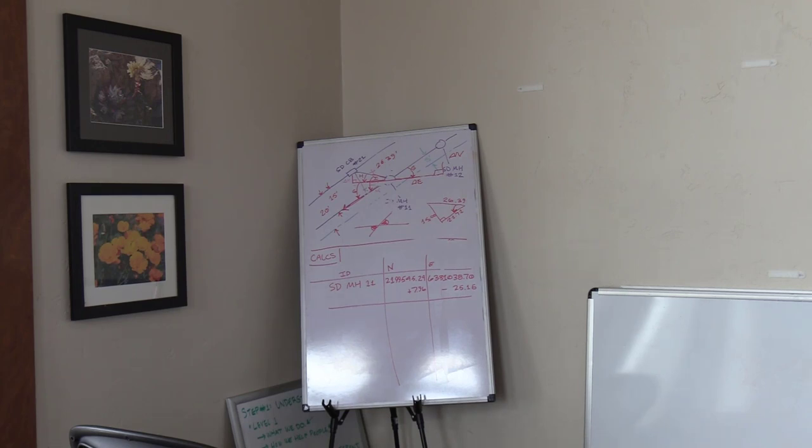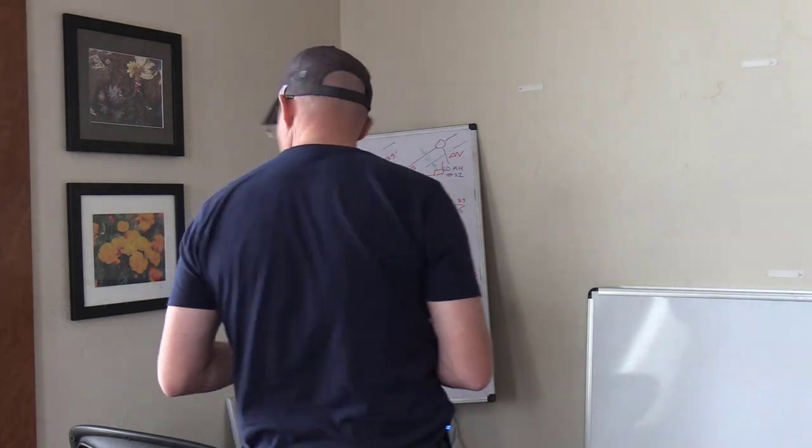Okay, so if we take 545.24 and we add 7.96, we get 553.20. Okay, and then if we take 1038.70 minus 25.15, because we're going west, we get 1013.55.